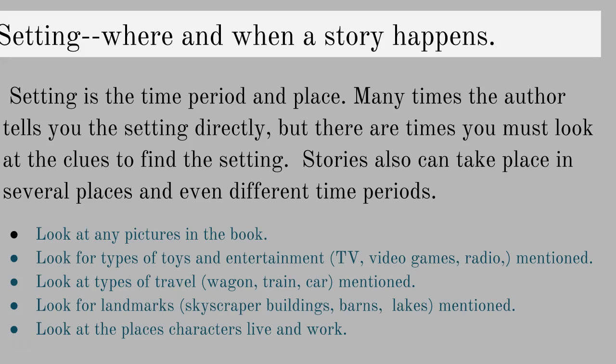Many times the author tells you the setting directly, but there are times you must look at the clues to find the setting. Stories also can take place in several places and even different time periods. Look at any pictures in the book. Look for types of toys and entertainment, TV, video games, radio mentioned. Look at the types of travel: wagon, train, car. Look for landmarks such as skyscrapers, buildings, barns, lakes that are mentioned, and look at the places the characters live and work.